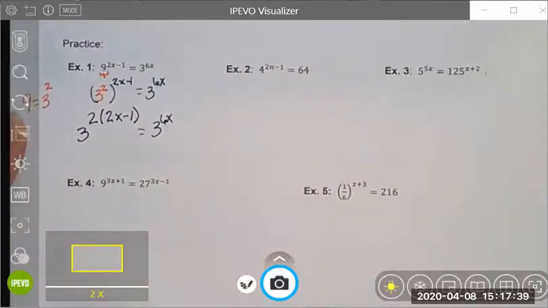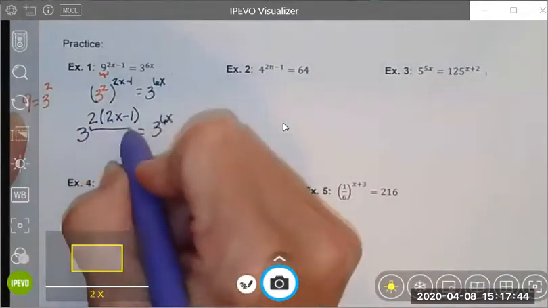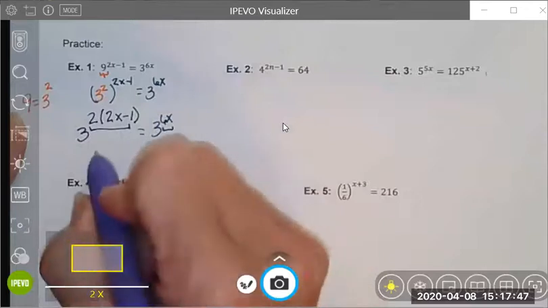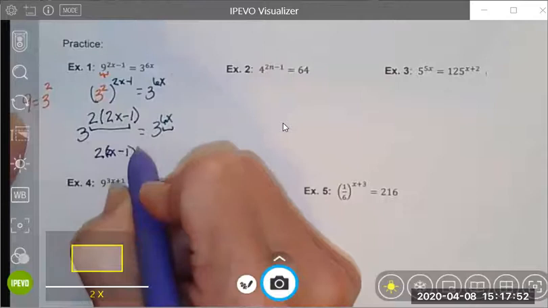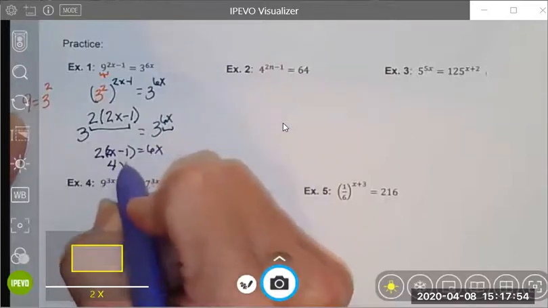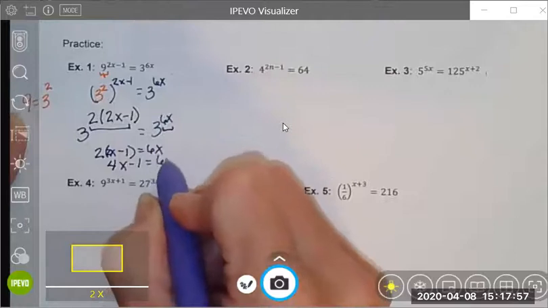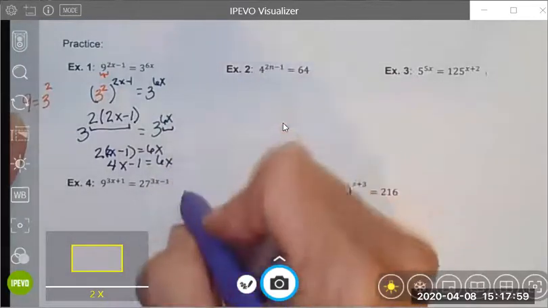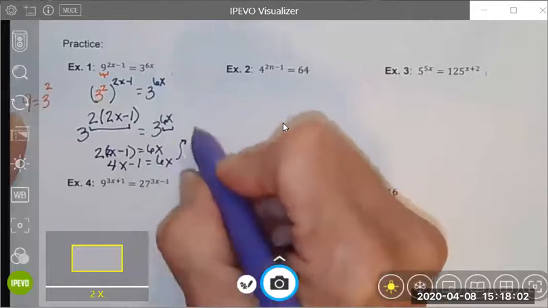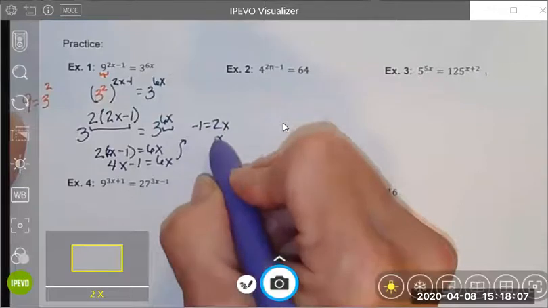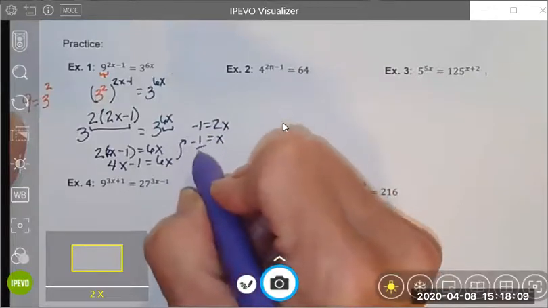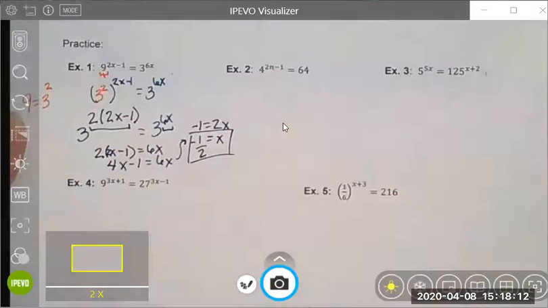Okay, so now, because I have a common base, I can forget about the bases and just set the two exponents equal to each other. I end up with 4x minus 1 equals 6x. And when I simplify that, I end up with negative 1 equals 2x, or x equals negative 1/2. That is the solution to that exponential equation.